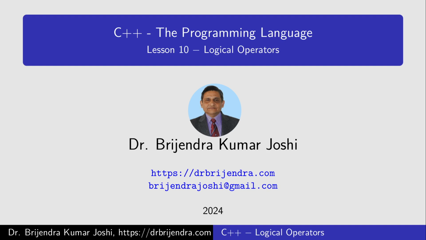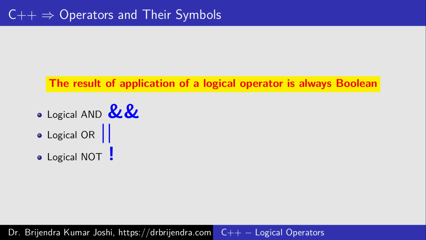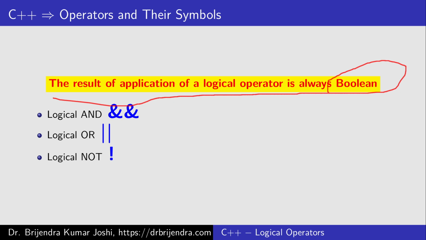In this video, we'll see how logical operators can be used in the C++ programming language. First of all, it is to be noted that the result of application of a logical operator is always Boolean, which is either true or false. Usually internally, true is represented as 1 and false is represented as 0.